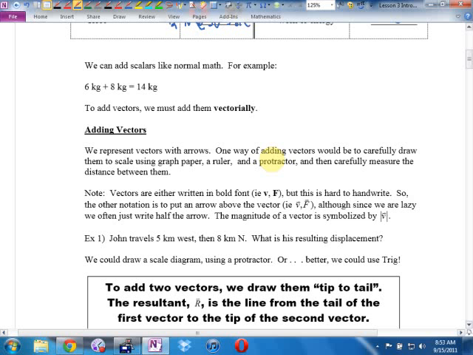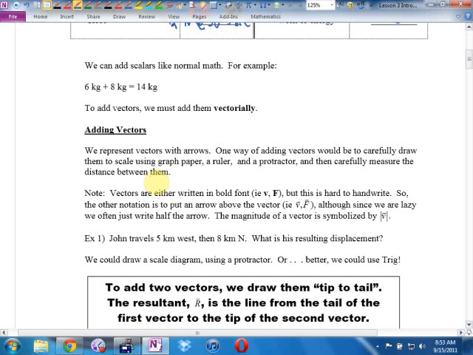How do we add vectors? There's two ways to do it. One stupid and long and one clever. The stupid and long way is this. When we represent vectors with arrows, one way of adding the vectors would be to carefully draw them to scale using graph paper, a ruler, and a protractor, and then carefully measure the distance between them, and that would be the answer that you got when you added them together. Ugh. I don't want to do that.